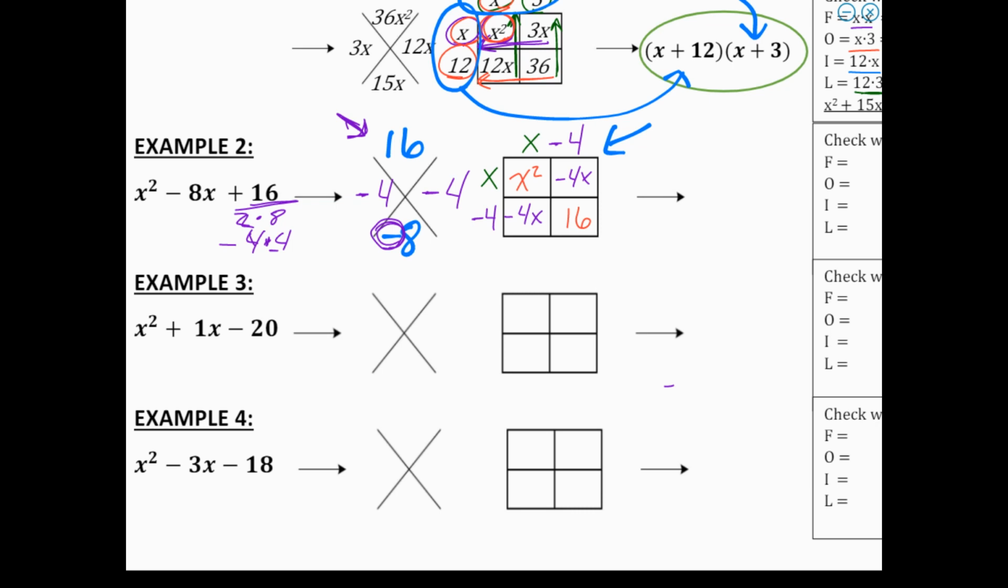Okay. So now I know what my factors are. x minus 4 times x minus 4. You can check all your boxes. x times x is x squared. x times -4 is -4x. Negative 4 times x is negative 4x. Negative 4 times negative 4 is positive 16. I checked it.